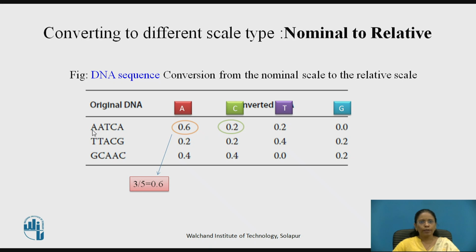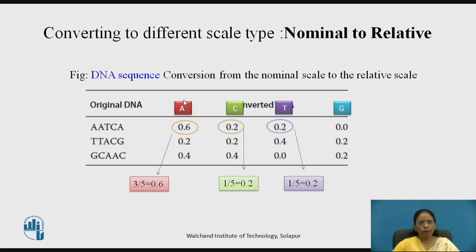So it is 3. And total alphabets in the sequence are 1, 2, 3, 4, 5. So 3 by 5, which is going to be 0.6. Similarly, for C it is 0.2. Why? If you check C here, C is only a single alphabet out of 5. So it is the ratio of 1/5, which is 0.2.